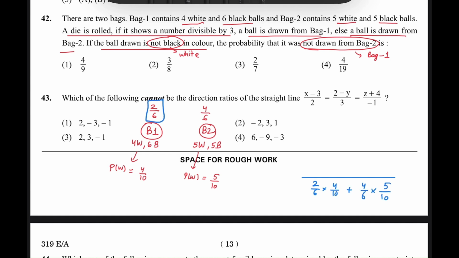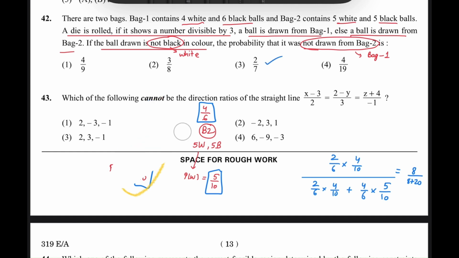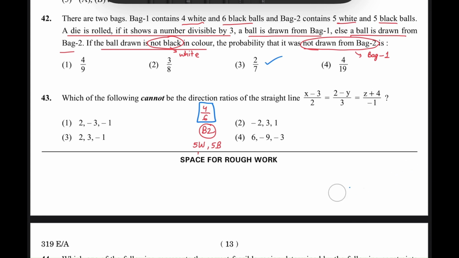So either 2 by 6 into 4 by 10 is the probability of a white ball, or 4 by 6 into 5 by 10 is the probability of a white ball. But now what do you want? You want the probability of getting a white ball from bag 1, right? So bag 1's probability is this thing, 2 by 6 into 4 by 10. So finally you get the answer 4 into 2, 8, over 8 plus 20. So 8 over 28. If you cancel out, 8 over 28 gives 2 by 7, right? So option 3 must be the correct answer for this question. This is a classic application of Bayes theorem here.